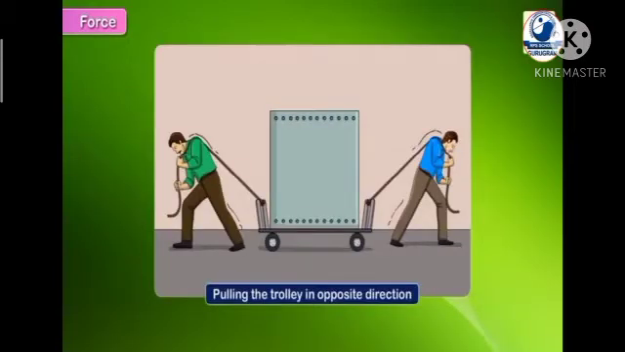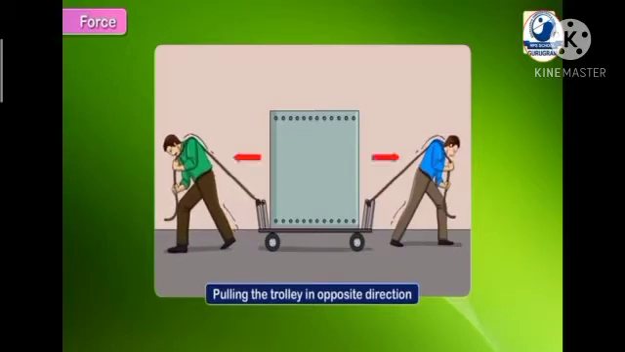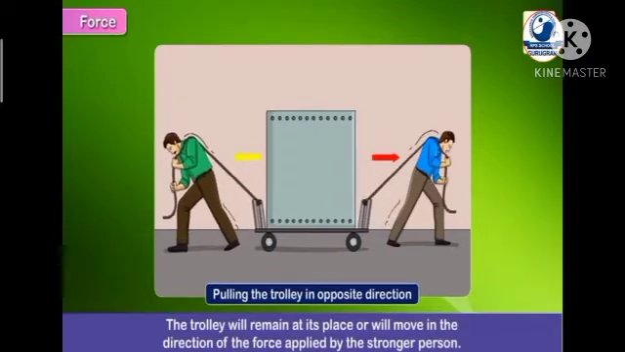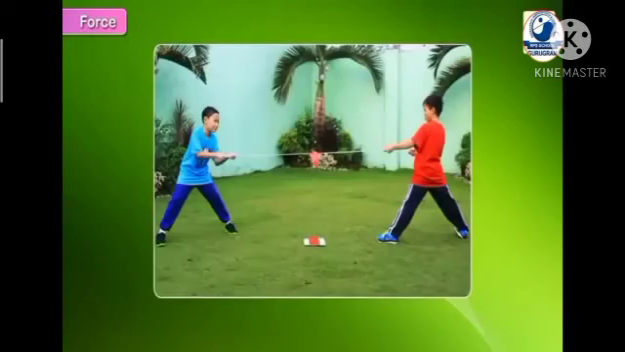On the other hand, if both the men pull the trolley in the opposite direction, the trolley will remain at its place or will move in the direction of the force applied by the stronger person. The game of tug of war is based on this principle.